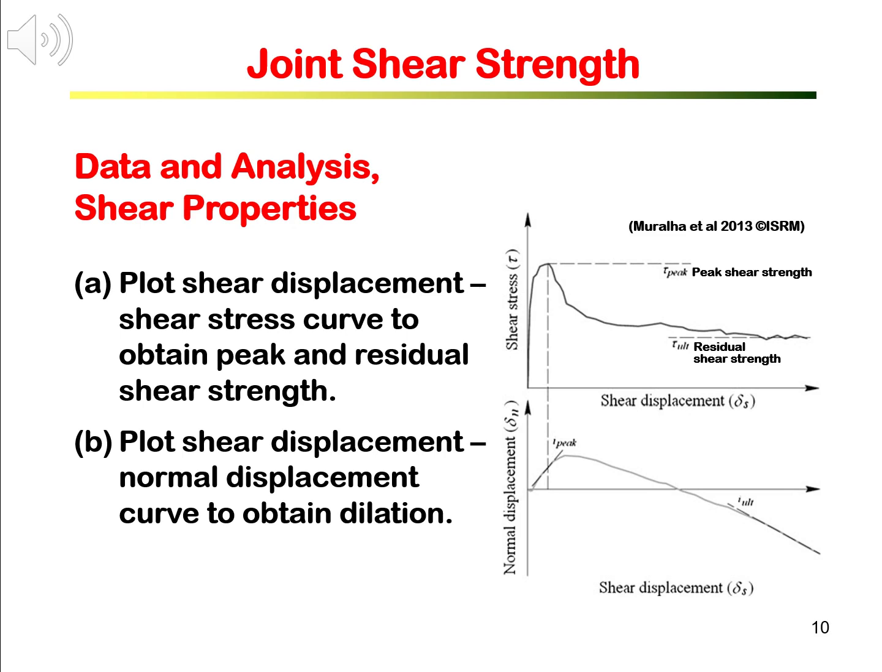We can also plot shear displacement, normal displacement curve from the measurement. And the typical curve is shown on the lower right. From the curve, we can obtain the dilation angle of the joint before peak. You may want to revisit session 3.5 on joint shear strength criteria, where we have discussed joint peak shear strength, residual strength, and the dilation angle in that session.